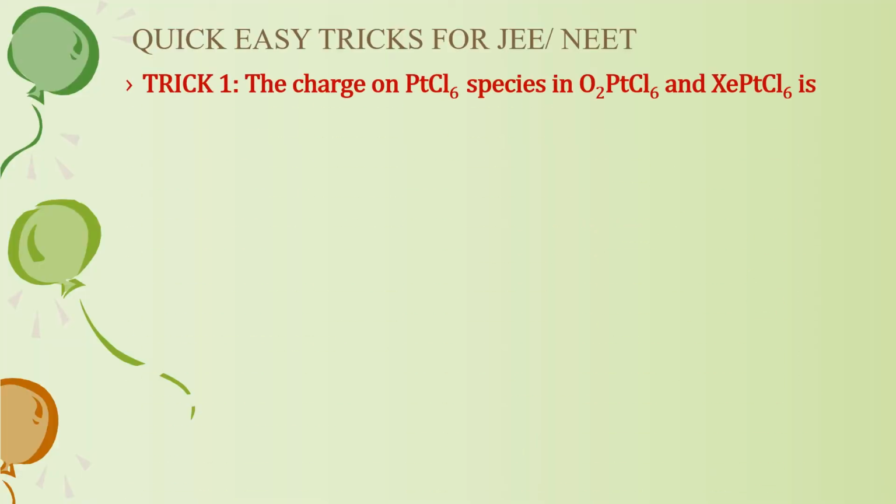Trick number one for today's lecture is in the form of a question: you have to tell the charge on the PtCl6 species in O2PtCl6 and XePtCl6. Here the trick is to remember the relationship between xenon and O2. This relationship comes from the introduction to the xenon compounds, how the first compound of xenon was made. So let us quickly revise that concept because that is very important for your examination.